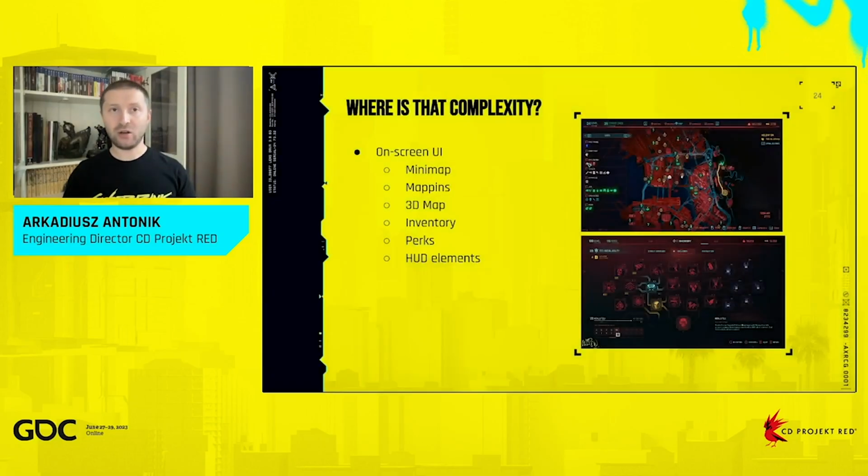To have a better context, let's check two aspects. The first one is complexity, and a few examples here. We had to deal with a soup of hundreds, sometimes thousands, of vector shapes on the minimap. Dozens of very dynamic mappings in the world and on the map.